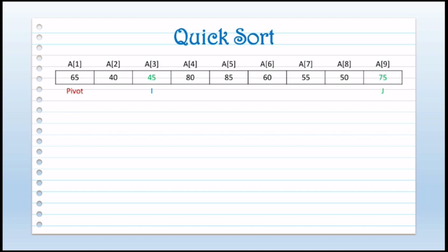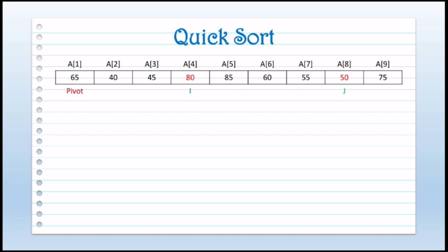So after exchanging the numbers, we will do the same process again. So now again we will start from the left hand side. So the next element is 80. So 80 is compared with pivot element. So this element is greater than pivot element. That means we will stop comparing here itself, and we will go to the right hand side. So the next element from right hand side is 50. So is 50 less than pivot element? Yes, the condition is true. So we will stop comparing.